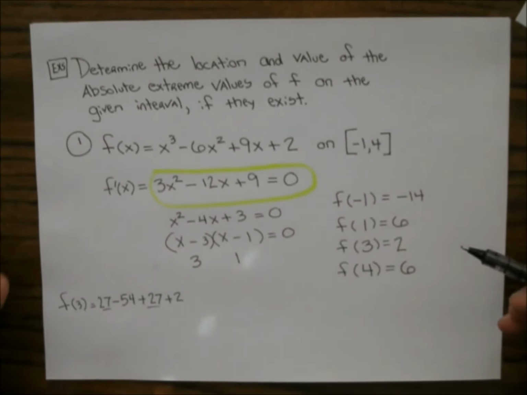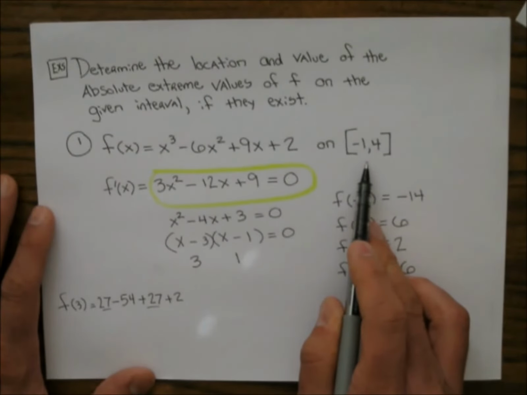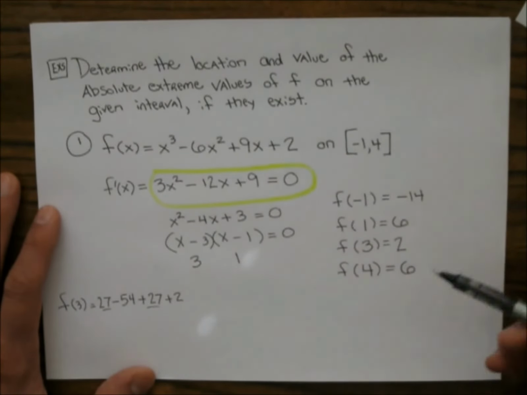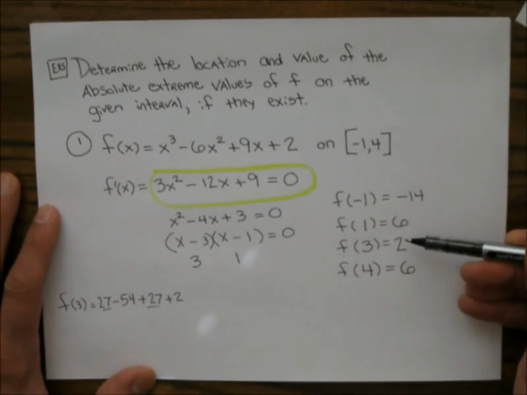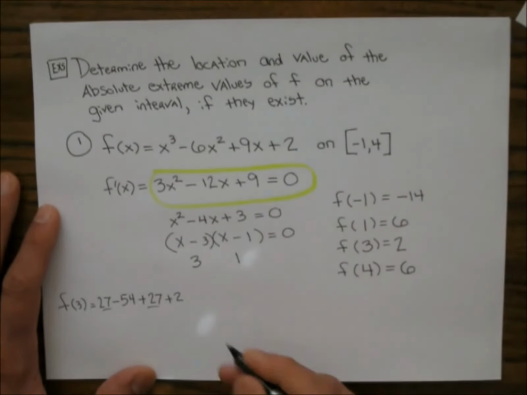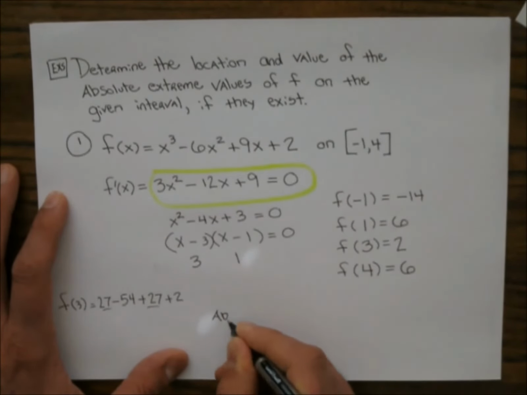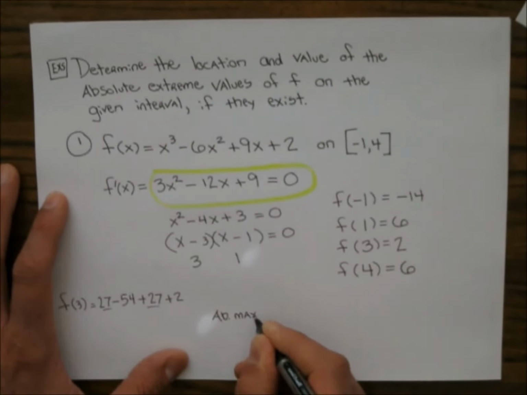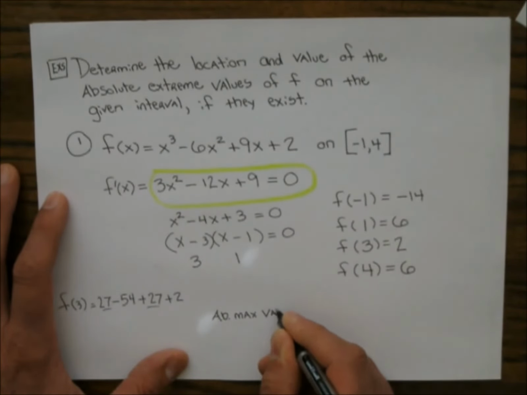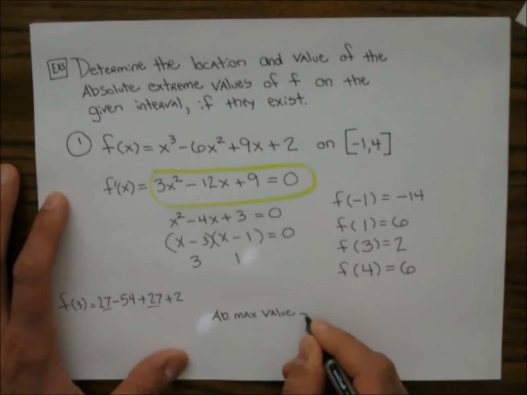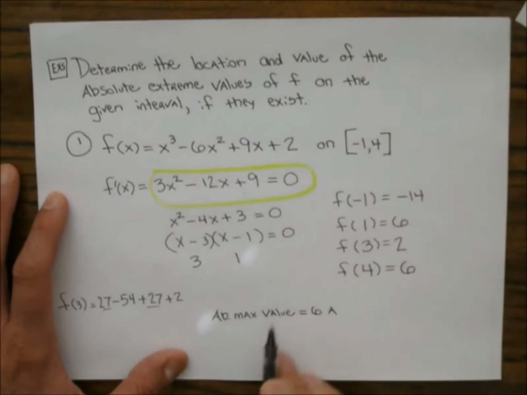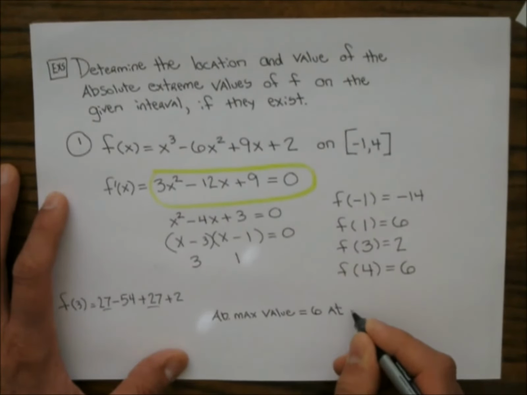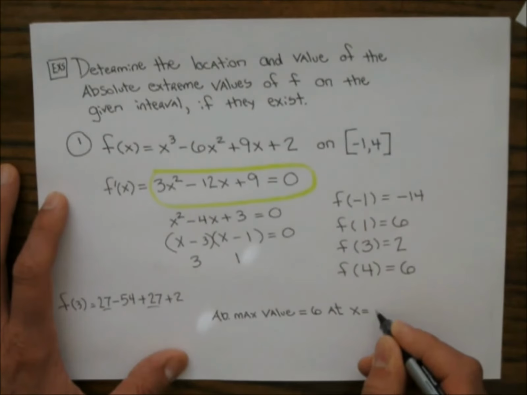So what they're asking for is, in this interval, what is the highest point and the highest value? These are values here. The highest value is 6. So the absolute max value equals 6. And the location, because they want the location and the value, I put the value first. At x equals 1 and 4.